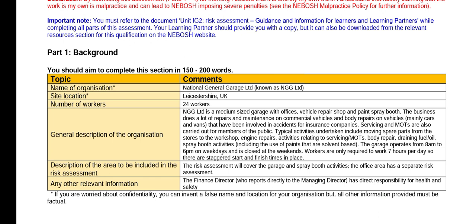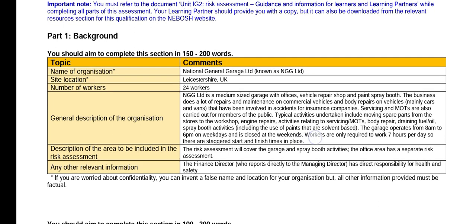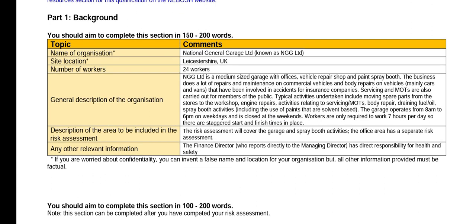In the report, we write the name of the organization. For example, they write National Jewelers Garage Limited, known as NGG. So we can write the company name. You can write your own company name or another's name located in your city. The second is site location: you can write the city name or the complete address, or only the city name. Okay, so these two points will be met.